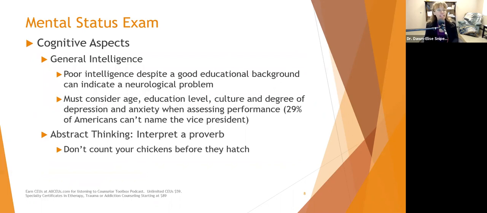Abstract thinking is another thing that we ask. You may have them interpret a proverb like don't count your chickens before they hatch, or a bird in the hand is better than two in the bush. What does that mean? Obviously, you're not going to ask that of an 8 or a 10-year-old and expect the same results as you're going to get from a 28-year-old or a 30-year-old. Ask them a proverb or something that is meaningful and developmentally appropriate.